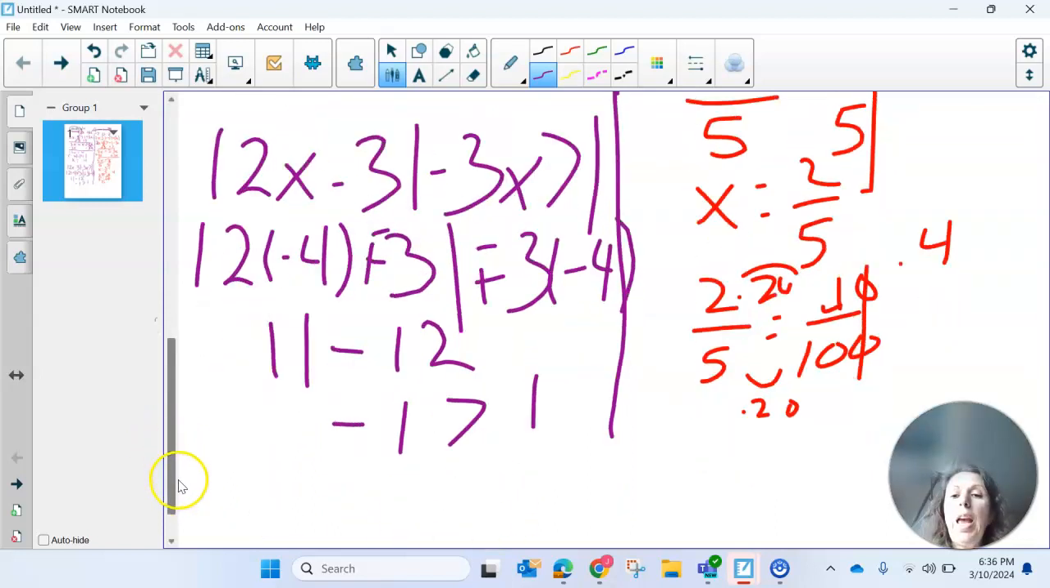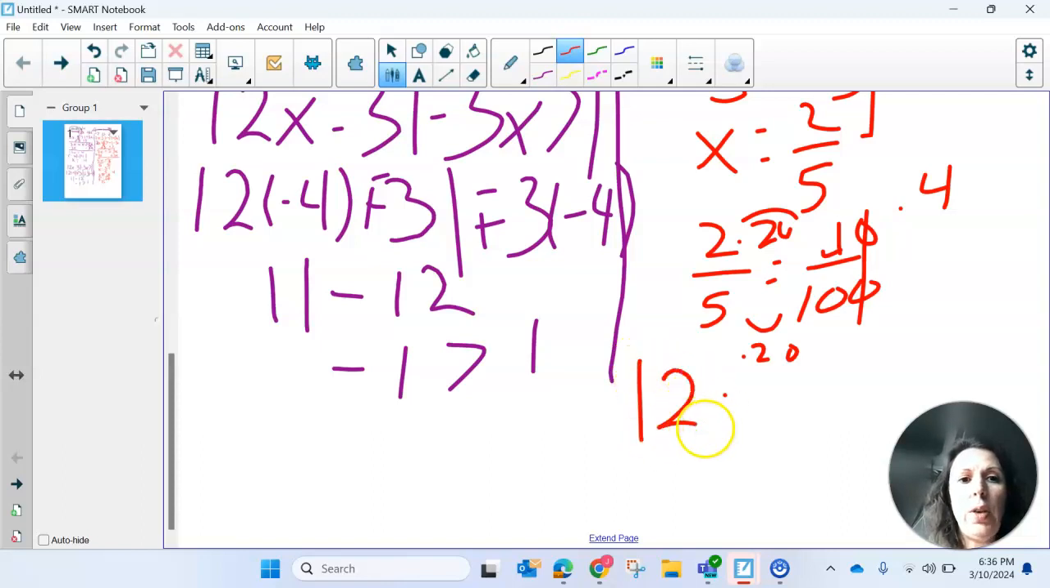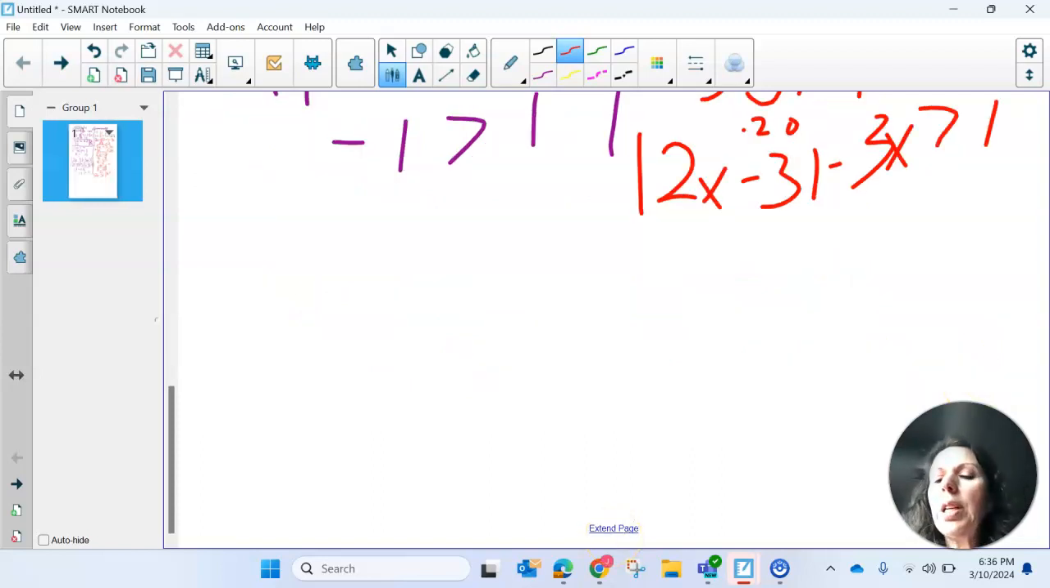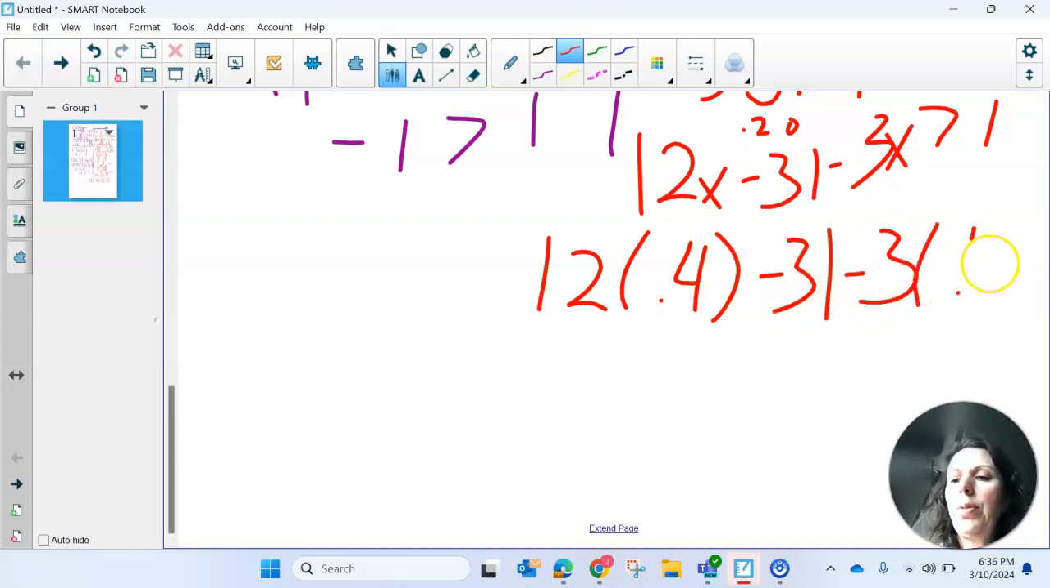So this is why I went ahead and turned 2/5 into decimal. You can either just divide 2 divided by 5, or you can make it into percent and change it to decimal from there. When we put it back in the equation, it's just a little bit easier to work with. So we need the absolute value of 2x minus 3 minus 3x is greater than 1. So this time I'm just going to stick in 2 times 0.4 minus 3, and then 3 minus 0.4.